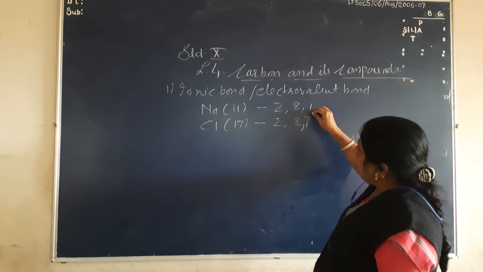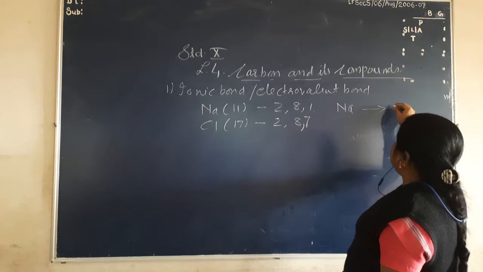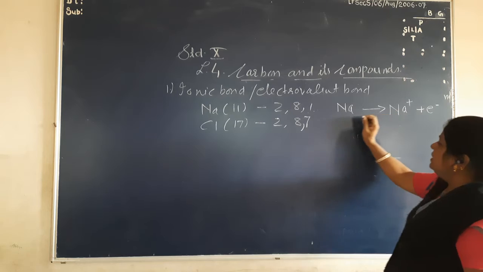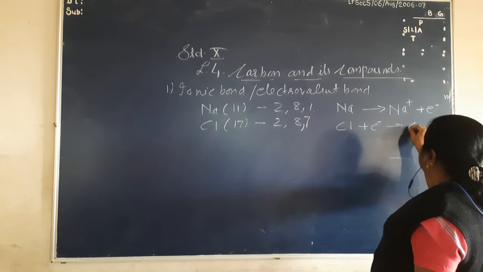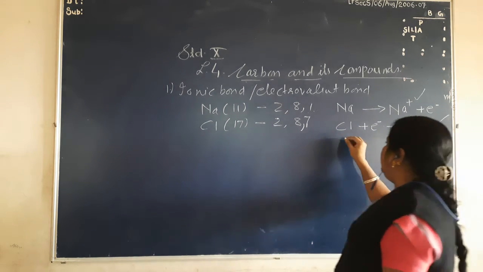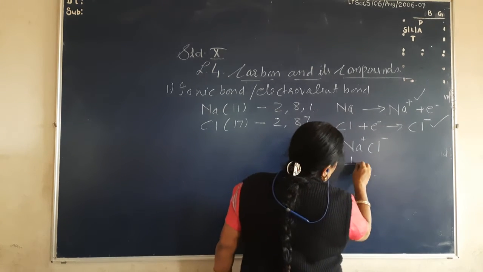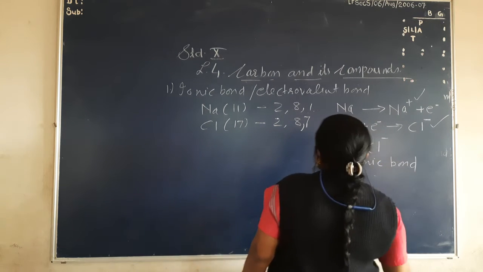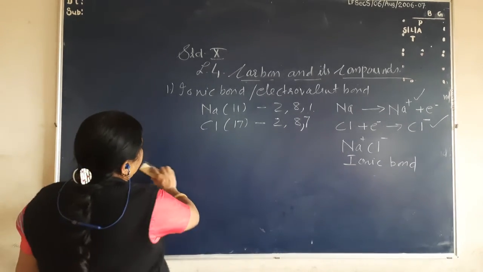Here we see only one electron is there. So what will sodium do? Sodium will lose this electron, so it will form a sodium ion. Similarly, chlorine will take that electron and become Cl minus. So this Na plus and Cl minus will form a compound known as NaCl, and this bond is known as ionic bond or electrovalent bond. But there is a difference between ionic bond and covalent bond. So let me talk about covalent bond now.